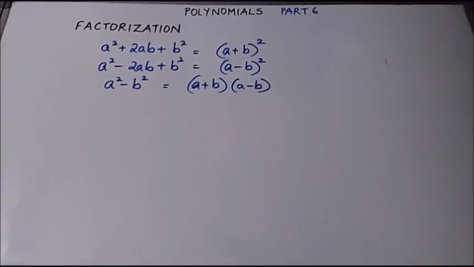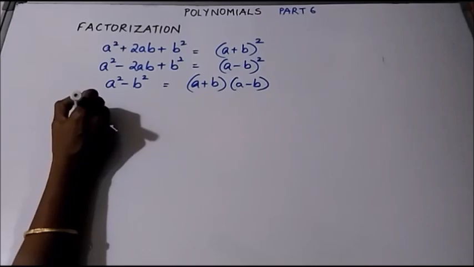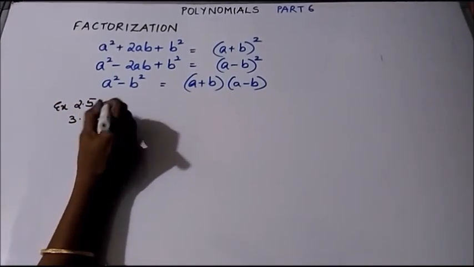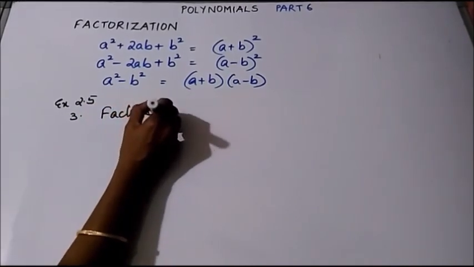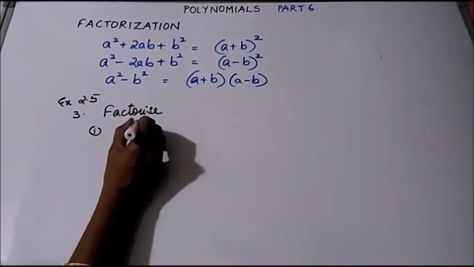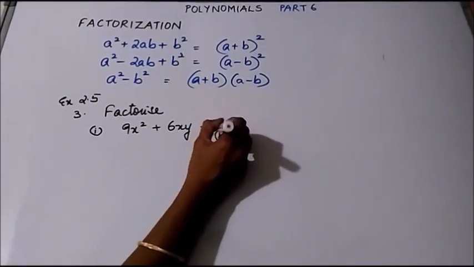Now let's do the remaining question of exercise 2.5, which is factorization. So now let us do exercise 2.5, the third question: factorize using appropriate identity. The first one is 9x squared plus 6xy plus y squared.